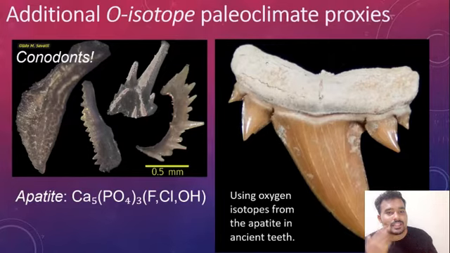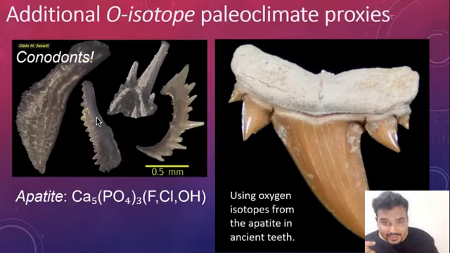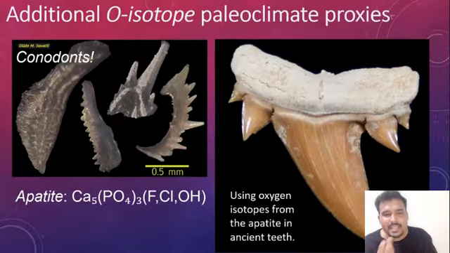We can use apatite, from the teeth of different organisms. So here we have ancient teeth of some shark and conodonts. In their teeth there is this compound called apatite. Apatite is basically phosphate, calcium phosphate. So even our teeth, in the enamel of our teeth we have apatite, and in that also there is phosphate, so the oxygen is there, no?